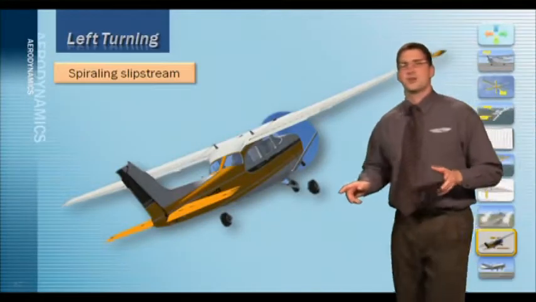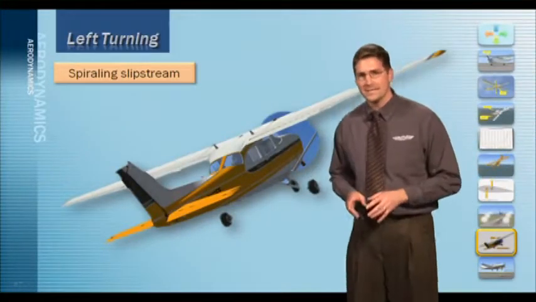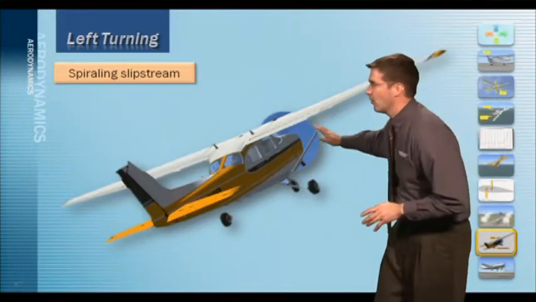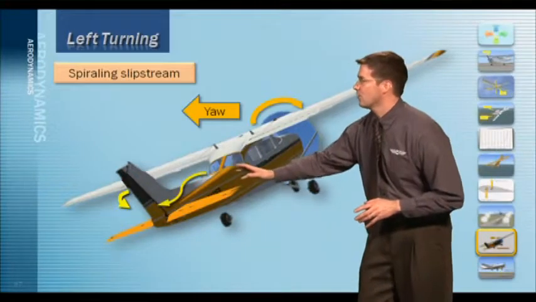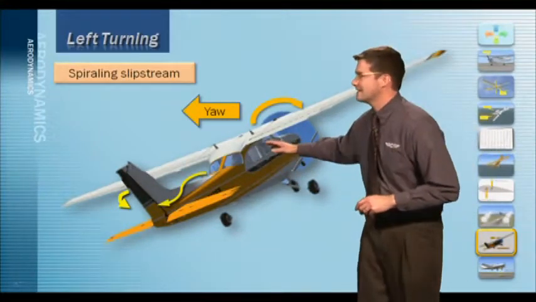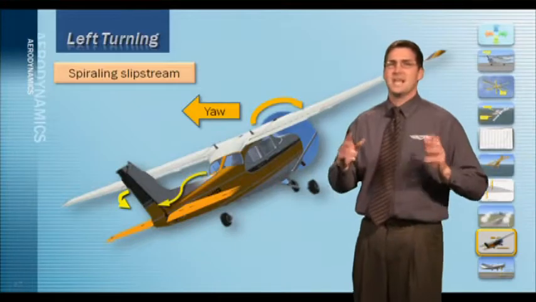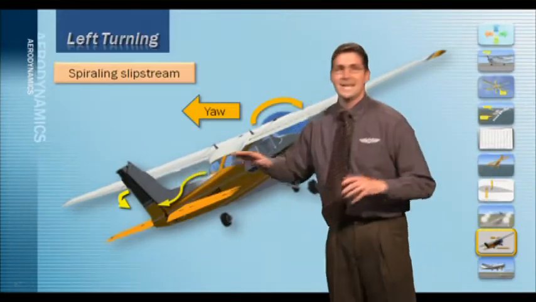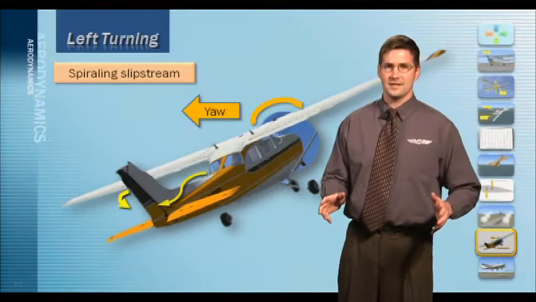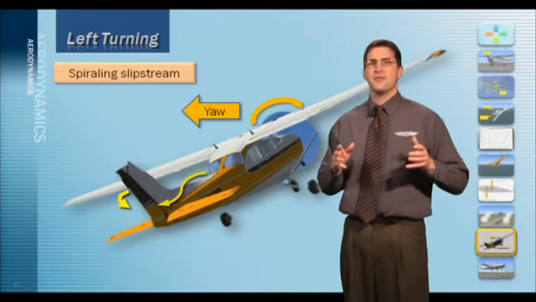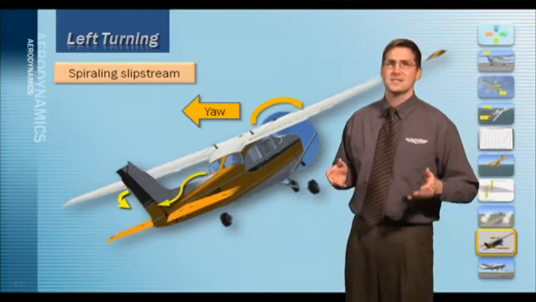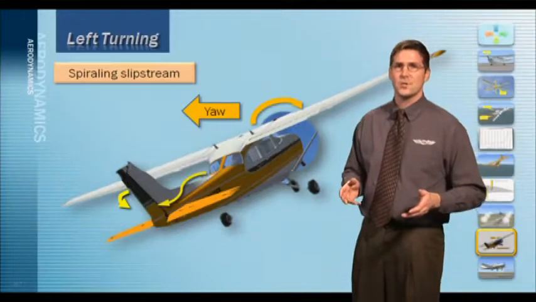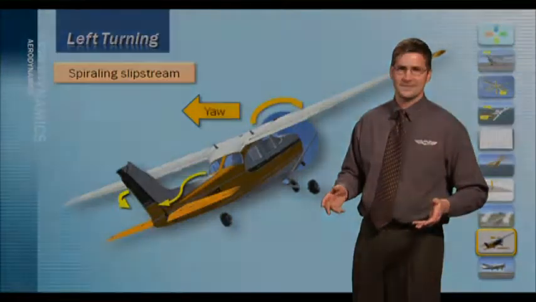The last left-turning tendency we'll discuss is called spiraling slipstream. Now, as the propeller turns, it generates air moving down the side of the fuselage and over the wings, and you can see that it creates a slipstream. As this air strikes right here on the side of the fuselage and the side of the vertical stabilizer, it has a tendency to yaw the aircraft to the left. Now, the good news is that manufacturers can generally design this yaw out of the aircraft by simply designing the vertical stabilizer in such a way to minimize this effect.